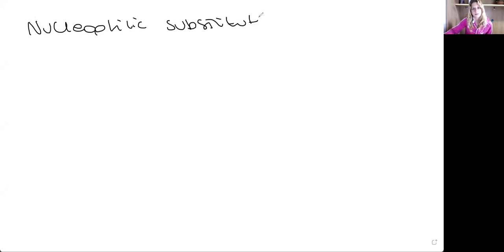So nucleophilic substitution involves the substitution with a nucleophile, and we commonly see it with halogenoalkanes and hydroxides. So very simple mechanism is with the reaction with hydroxide ion, it will form an alcohol.